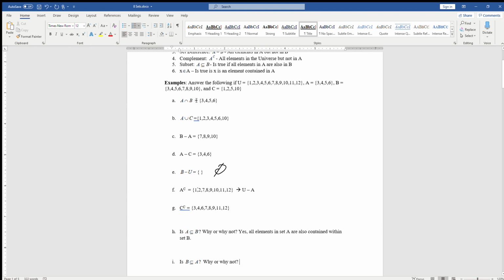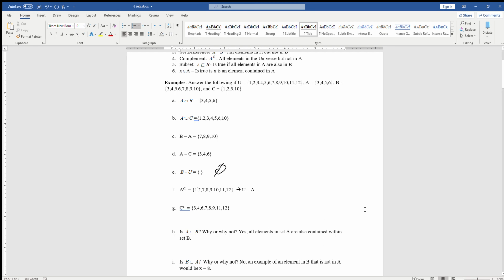Alright. And then finally, is B a subset of A? Well, we can find exactly one. In fact, we can find more than one. But as long as you can find one element that's in set B that's not contained within set A, then you can say it is not a subset. So we can say no. An example of an element in B that is not in A would be x equals 8.